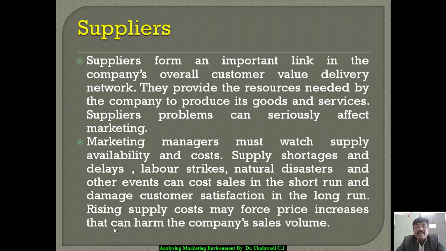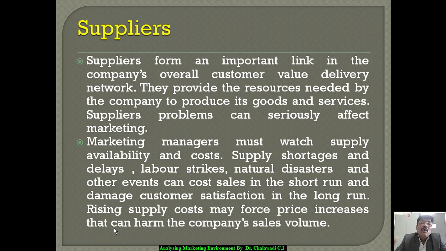The marketer has to consider that labor strikes, natural disasters, and other events can cause sales losses in the short run, as well as damage customer satisfaction in the long run, right? So that's why rising supply cost may force price increases that can harm the company's sales value. So, I mean that suppliers play an important role in the growth of marketing management.